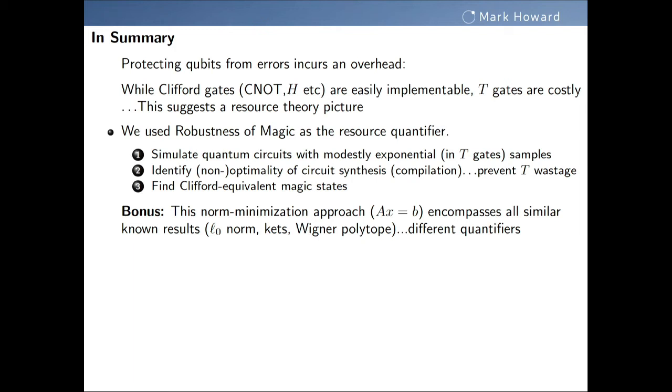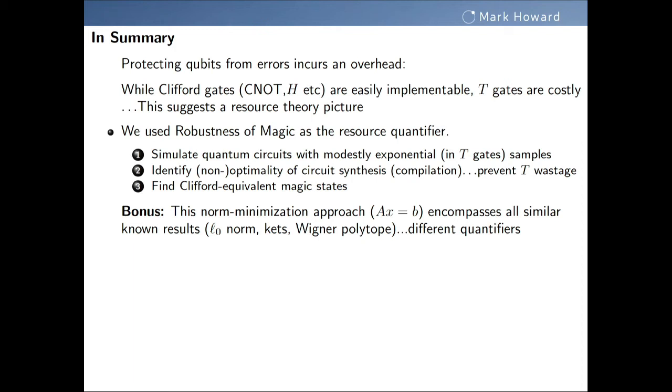And the norm minimization approach, this kind of Ax equals b type framework, actually encompasses most of these frameworks as well. So you just tweak it by saying, okay, we're trying to minimize a different norm, or we're going to state the problem slightly differently. For Bravyi, Smith, and Smolin, they are doing the same kind of minimization, but now they're minimizing the L0 norm because the Schmidt rank is the number of stabilizer states that have non-zero support.